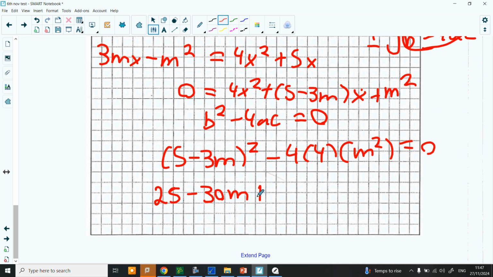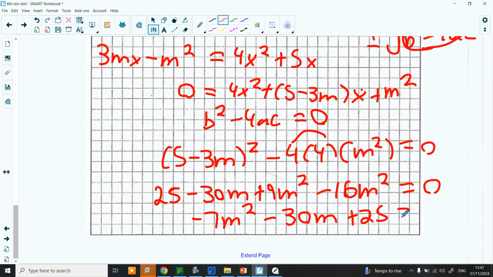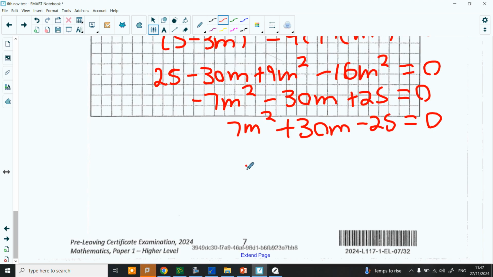25 minus 30m plus 9m squared, minus 16m squared, gives minus 7m squared, minus 30m plus 25, multiplied by minus 1. I don't like dealing with negative quadratics. And we could solve that, and you get 2 answers, and your answers are m equals 5 over 7 and m equals minus 5. We cool?